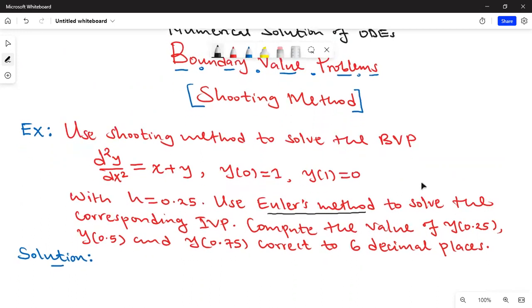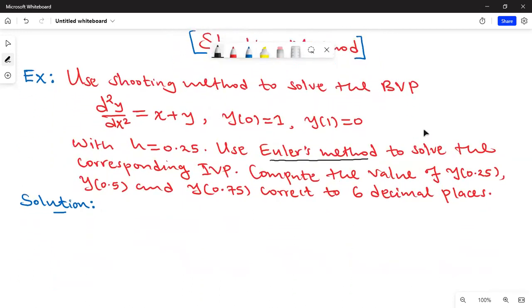So let's see how to go about the problem. Now, the ODE that we have been given is y double prime is equal to x plus y. I want to convert it. Remember, our conditions are that y of 0 is 1, and y of 1 is equal to 0.